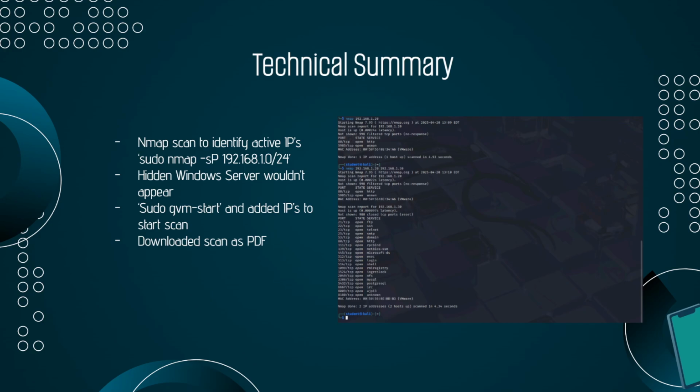However, the hidden Linux server was successfully located and assessed. I configured it as a scan target, used a full and fast scan profile, and launched a detailed vulnerability scan. After the scan was completed, I went ahead and downloaded the results in PDF format and so forth.